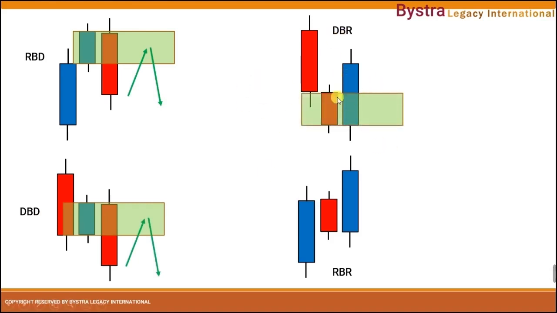The same goes with Drop Base Rally for the demand zone. Price comes in and continues upward. And with Rally Base Rally, price comes in and goes to the uptrend. So I'm going to show you something from the big time frame and what it looks like in the small time frame. So let's go to TradingView.